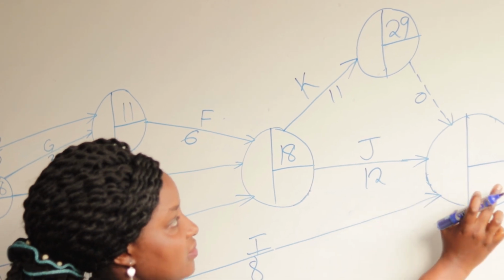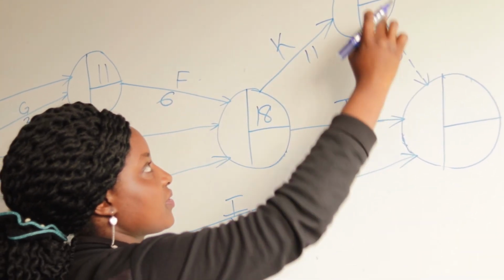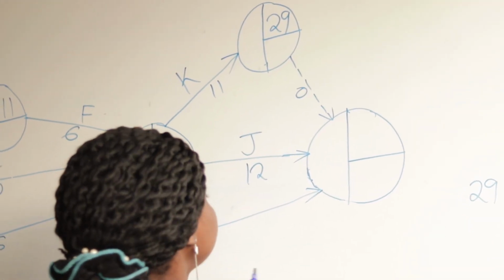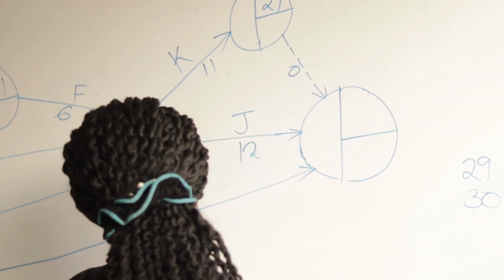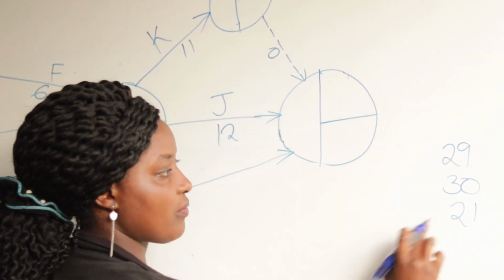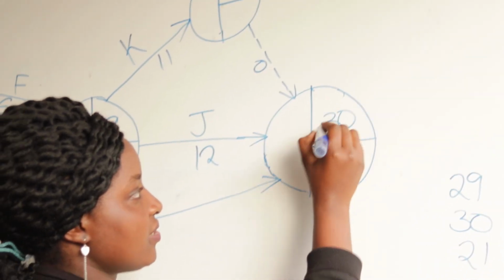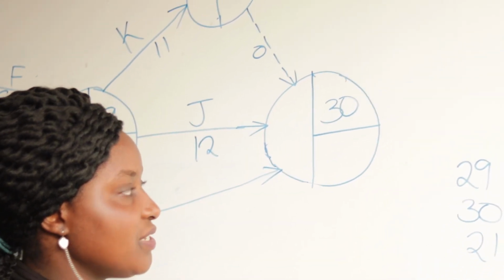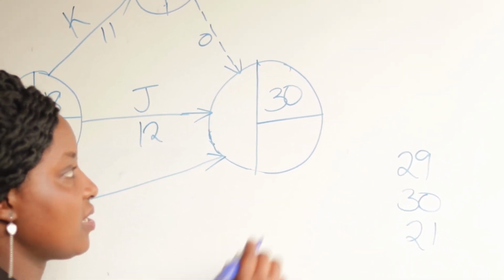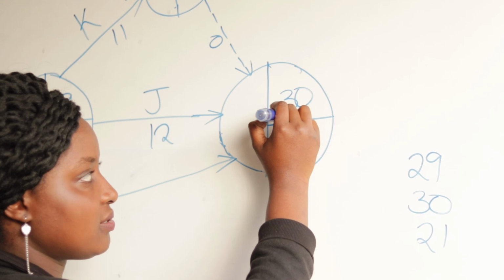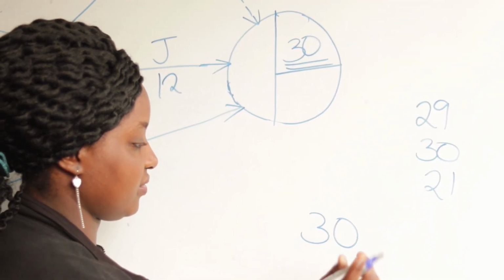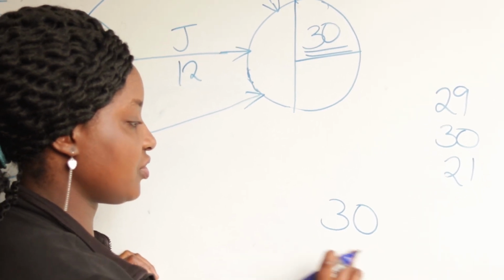Yes. Then to find this one, we have 3 arrows. The first one, 29 plus 0 giving us 29. 18 plus 12 giving us 30. And 13 plus 8 giving us 21. So our highest is 30. So since this is our last node, that means at the end of this node, all our activities should be complete. So this shows the project duration, which is 30. So we've answered our second question. Our project duration is 30.